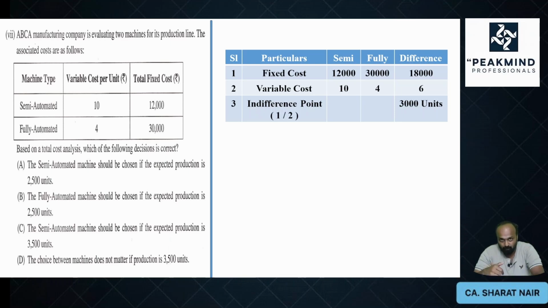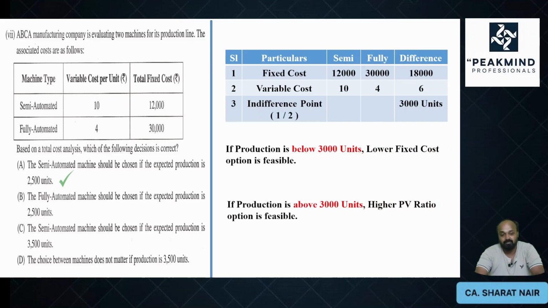Now, whatever I discussed, we need to look into the 4 options. Which one is right? If you look into option number 1, it is saying semi-automated machine should be chosen if the accepted production is 2,500. What I said, if my indifference point is 3,000 and your production plan is something less than 3,000, I will focus on PV ratio. Now look into this case, which is having the lowest PV ratio, lowest fixed cost, the answer is your semi-automated option. So the first option is the correct answer.